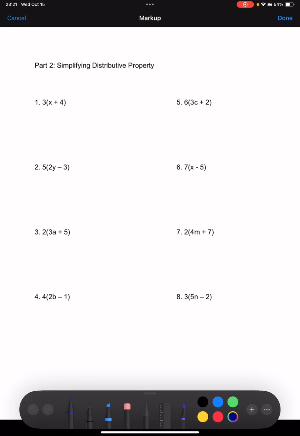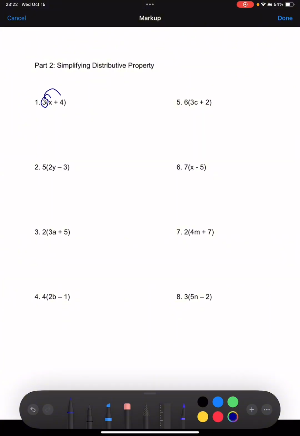In part 2, we're going to be simplifying distributive properties. And we have variables this time. Let's look at question number 1. We have 3 parentheses x plus 4 parentheses. This still works the same way. We distribute the 3 to the x and the 4.